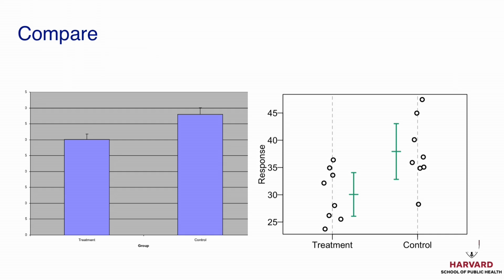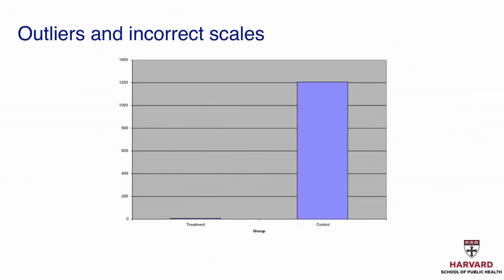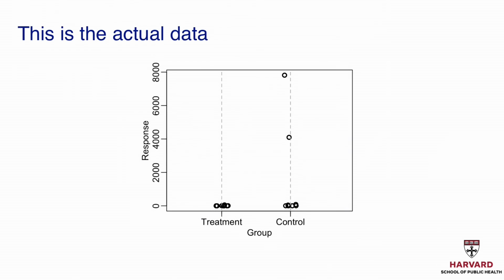When we have more data, we can make box plots instead of plotting all the numbers. Another very common problem that these types of plots result in is that we don't see outliers. Here's some data represented as bar plots, and it appears that the control group has much higher measurements than the treatment group. When we actually plot the data, we see that it's driven by these 2 points here.